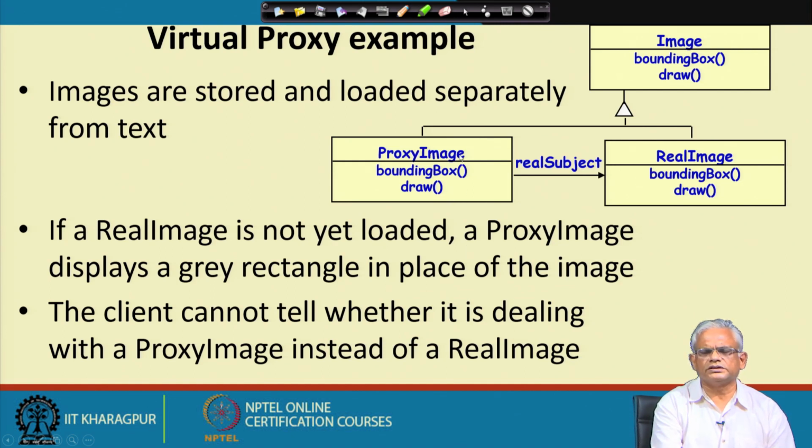The proxy holds a reference to the real subject. If the image is not loaded and it has become visible on the screen that is being viewed, then it loads that, and any method invocation is passed to the real image.